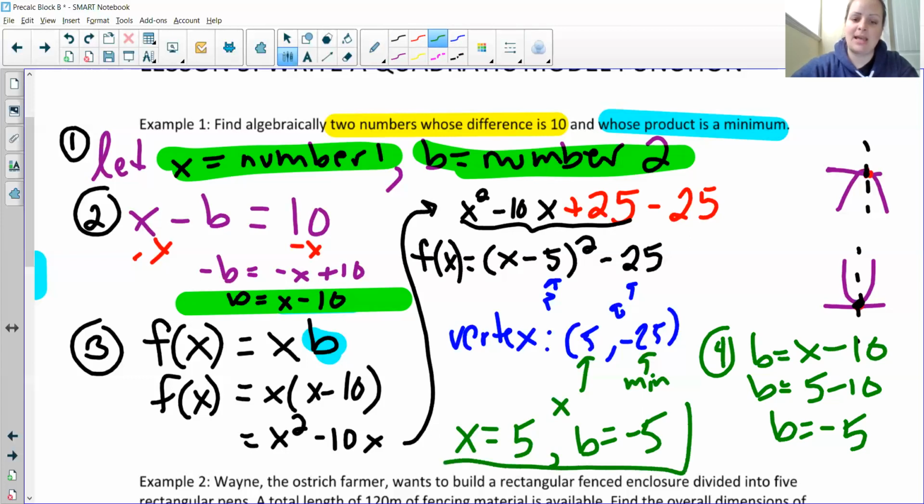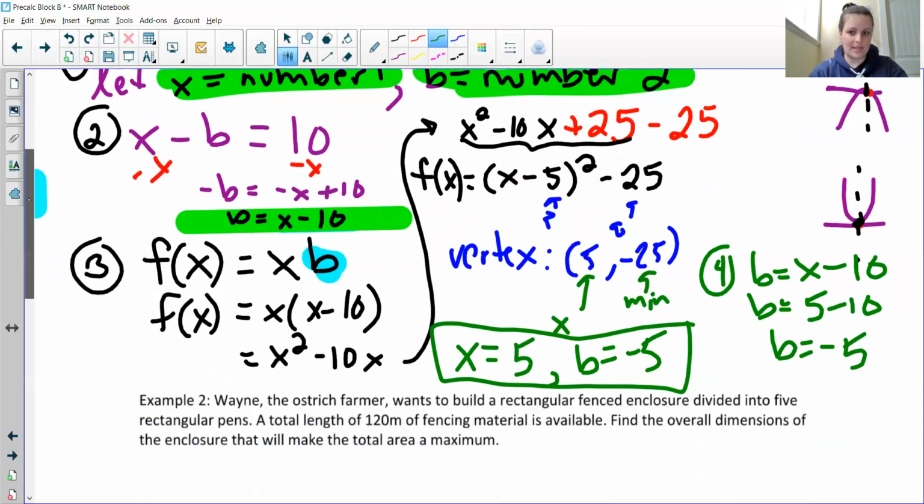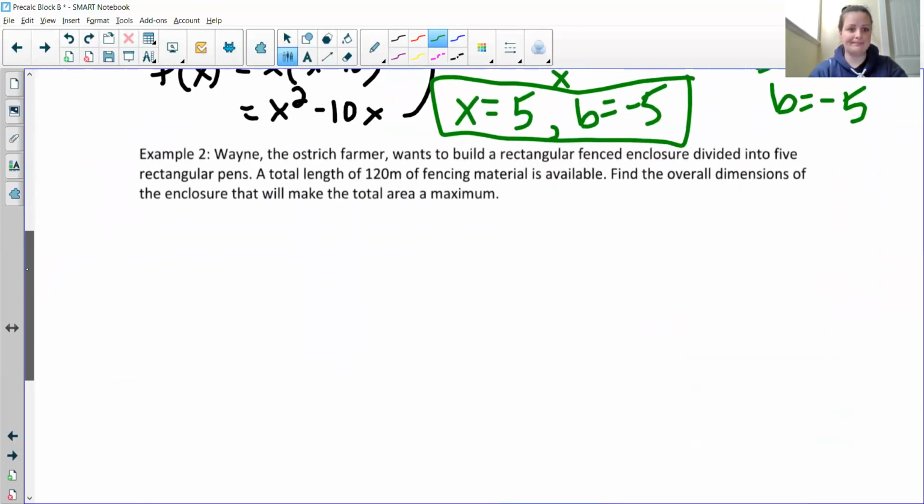And that is the best combination of 2 numbers that have a difference of 10 and whose product is a minimum. Now there's lots of numbers that have a difference of 10. You could take any number and get a difference of 10, but will they have a minimum product? And that is the little catch there. So let's try another question.